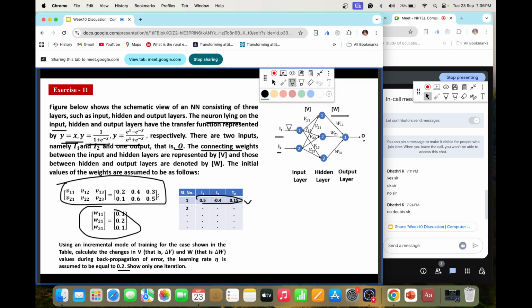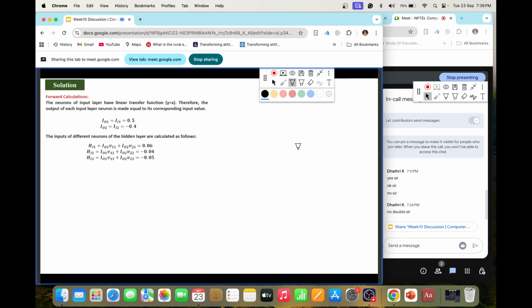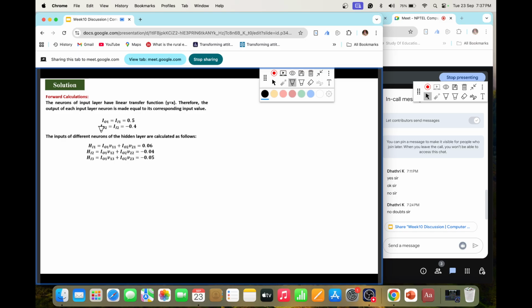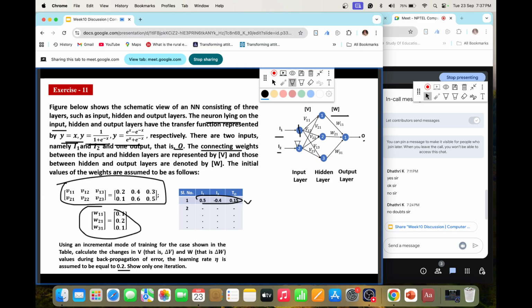First, every neuron has two parts, input and output. The input has already been given, like 0.5 and minus 0.4. So I1 and I2 have already been given. Now IO1 can be calculated by this formula, y equals x. So I1 is equal to IO1, and I2 will be equal to IO2. That is how you can calculate IO1 and IO2. So you got the value of this part of this neuron and this part of this neuron, and you are done with this part.